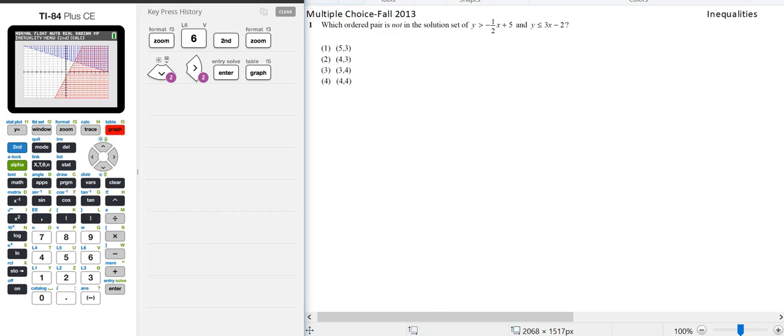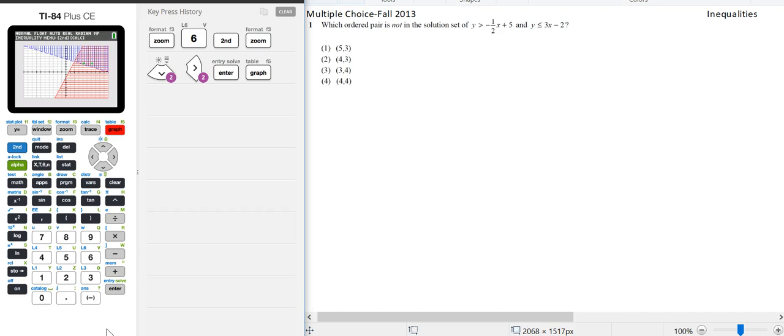The first choice is (5, 3), so it's going to be a little bit hard to see on the graph, but (5, 3) is over here. The green dot that I made, that's where (5, 3) is, and notice that it's in the solution set of both inequalities. Let's try the next point, (4, 3). The other green dot that I made is (4, 3). Notice that it's on the blue dotted line and it's within the red shaded region.